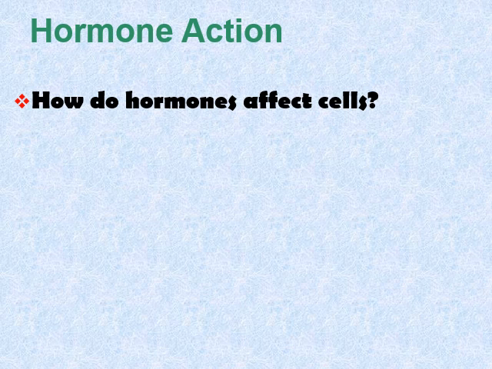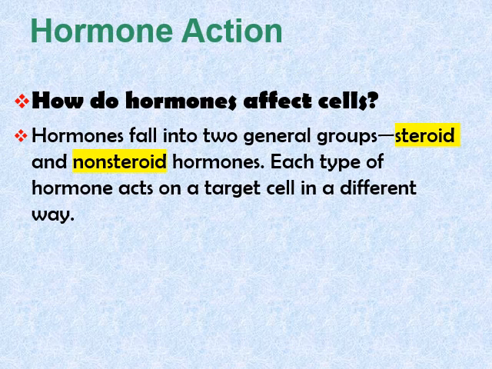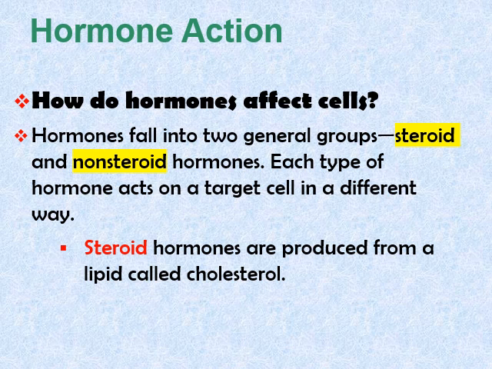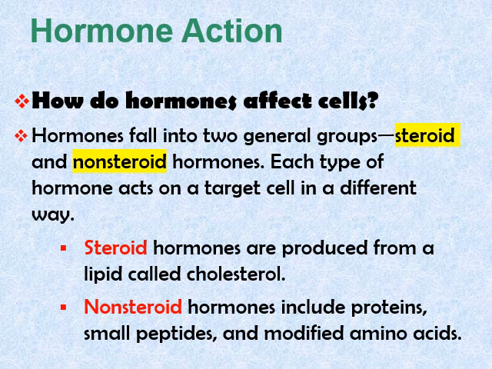Now let's discuss the second major section of this lesson, which is about hormone action. How do hormones affect cells? Hormones fall into two major classes. These are steroid and non-steroid hormones. Each type of hormone acts on a target cell in a different way. Steroid hormones are produced from a lipid called cholesterol, while non-steroid hormones include proteins, small peptides, and modified amino acids.